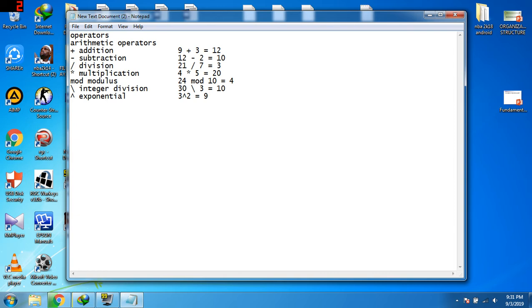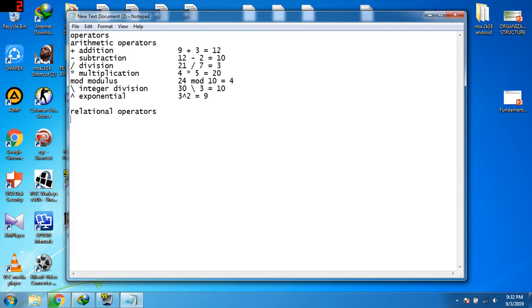We also have another type of operators which we commonly use, what we call the relational operators. So what are relational operators? Of course, we are talking about relationship. If we have a given relation to another object, that's relational operators.